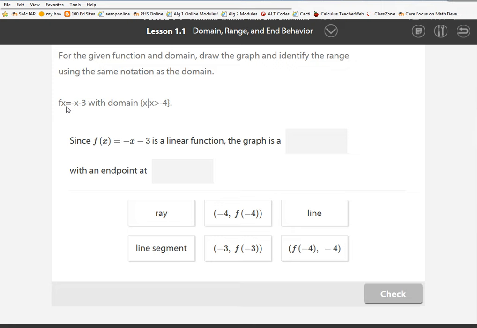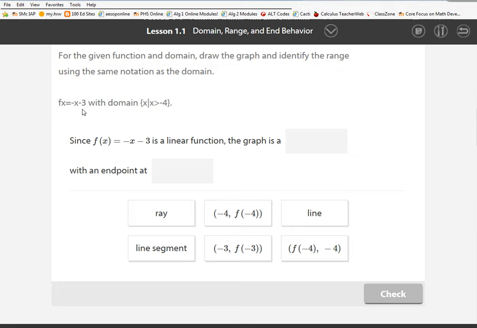Okay. But notice there's another little piece of information here. It's with the domain, x is greater than -4. What's that going to do to the line, do you think? It stops you at -4. It stops it. Okay. So the line, the mathematical graph of this function, is a line that goes forever in both directions. But because of this restricted domain, we're going to erase part of the line, right?